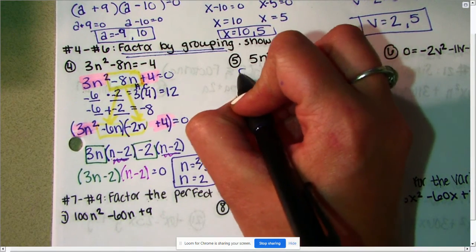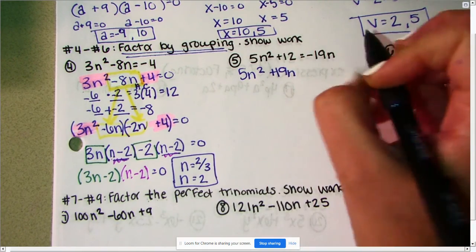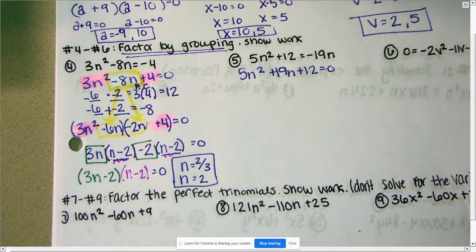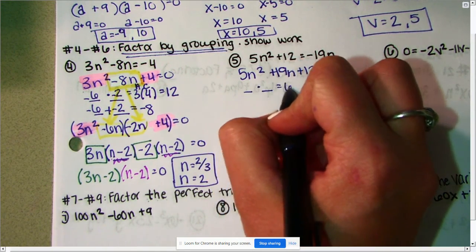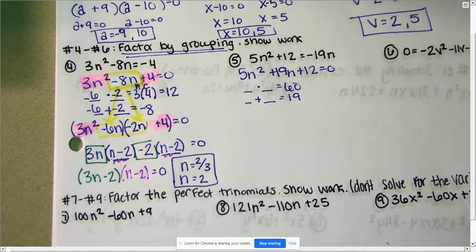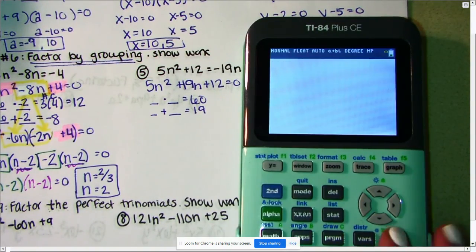So next from here, I get 5n squared plus 19n plus 12 equals 0. Now, again, I'm looking for my factors. 5 times 12 is 60. I'm looking for two numbers that multiply to 60, and those same two numbers have to add to 19. Again, if you're having issues finding factors, just practice, okay?